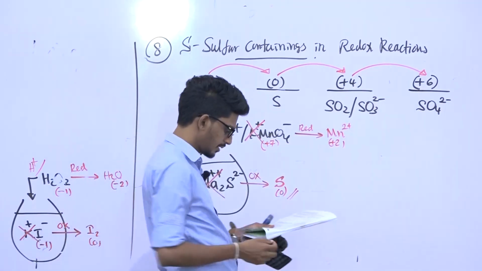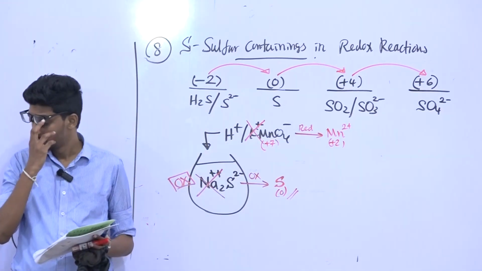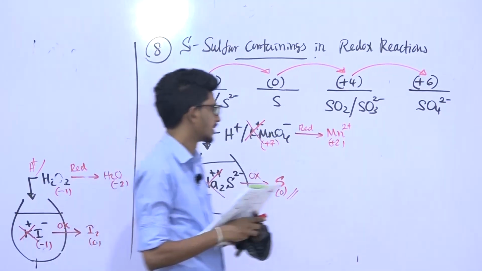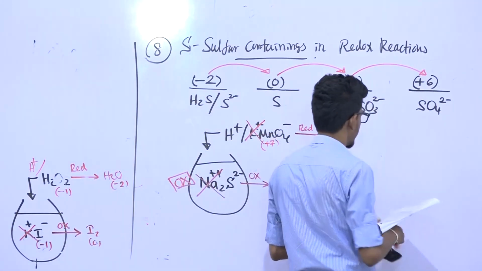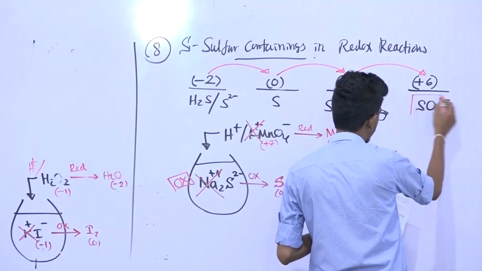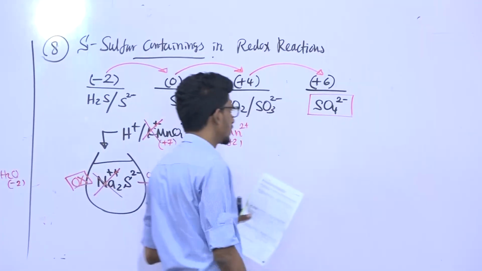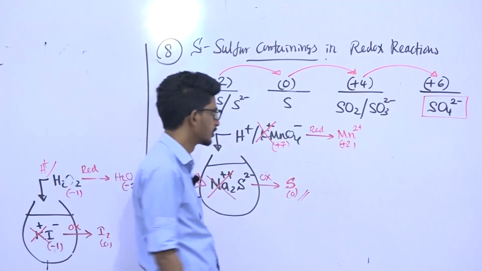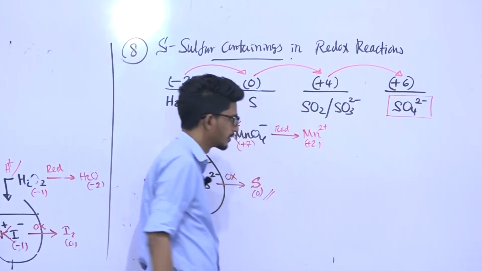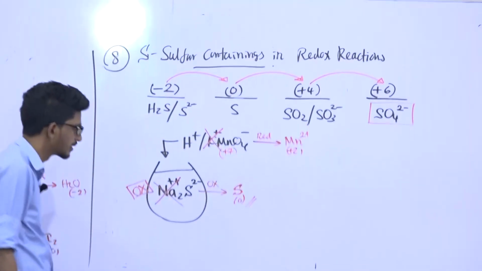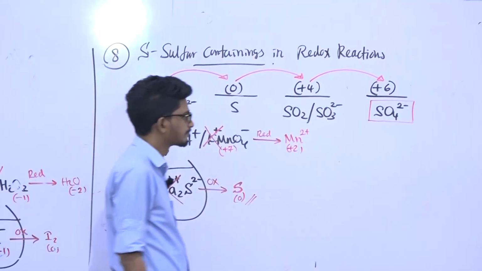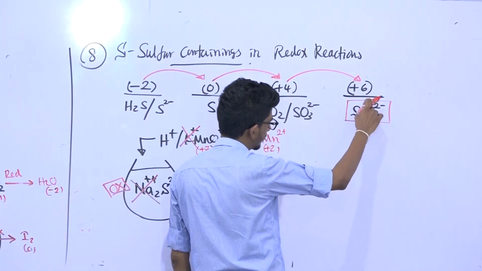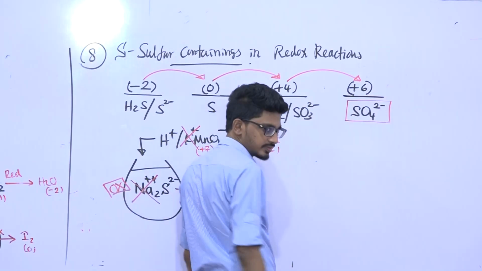When we talk about sulfur, SO4 2 minus is very special. As we are saying, only oxidations are possible with sulfur-containing species in dilute aqueous solutions in redox calculations. That means SO4 2 minus has no redox property. SO4 2 minus is not going to react in a redox reaction.